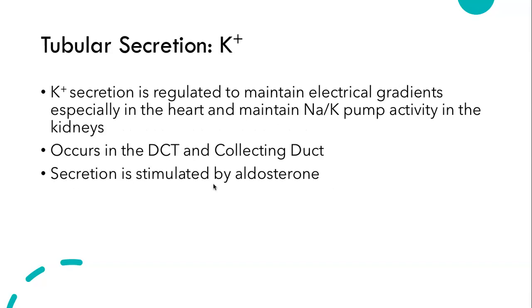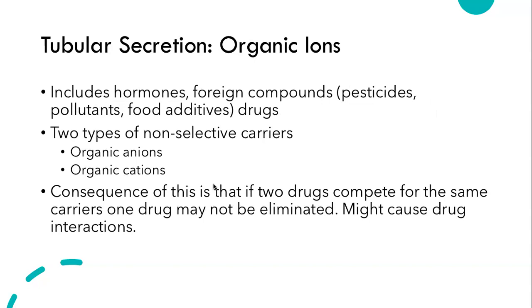Then we talk about potassium secretion, and that's regulated to maintain electrical gradients, especially in the heart, where we have to be firing electrical signals at all times, and to maintain sodium-potassium pump activity in the kidneys. If you remember, those are ways in which we can do active transport of ions into and out of cells. This occurs in the DCT and the collecting duct, and secretion of this is stimulated by aldosterone. And then lastly, tubular secretion of organic ions includes hormones or foreign compounds like pesticides, pollutants, food additives, and drugs.